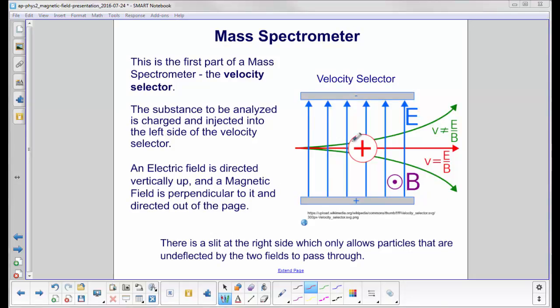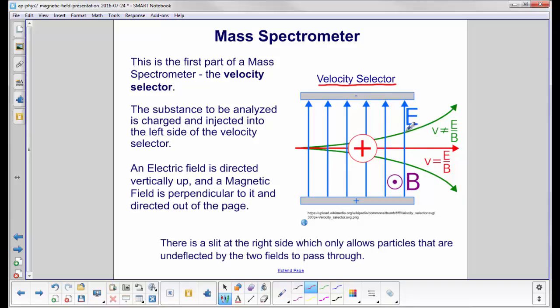This is the first part of a mass spectrometer, the velocity selector. The substance to be analyzed is charged and injected into the left side of the velocity selector. An electric field is directed vertically up. See the blue lines here for electric field? See, this is a negative plate, this is a positive plate. And then you have a magnetic field. It's not just in this one place, but we put it here so we wouldn't make this too complicated. The magnetic field is coming out of the page uniformly everywhere within these two plates.